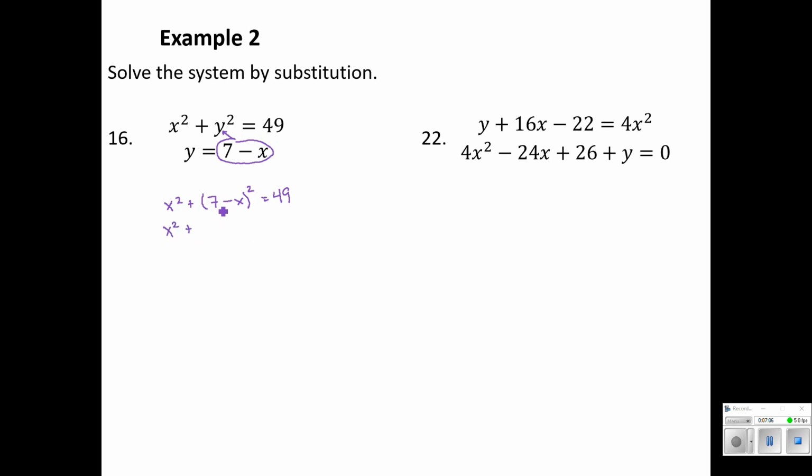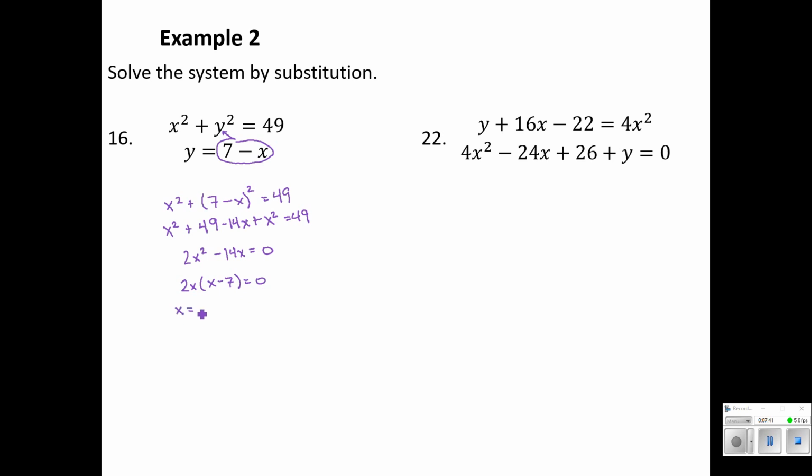x squared plus, here's where that nice little shortcut we covered earlier works well: 49 minus 14x plus x squared equals 49. If we combine like terms, 2x squared minus 14x equals 0. All right, well, this is an easy factoring problem, right? We can't use square roots because we do have a regular x there. But if I factor out a 2x, I'm left with x minus 7.